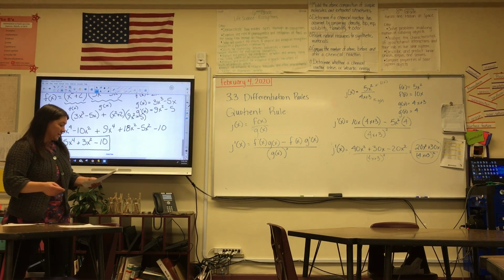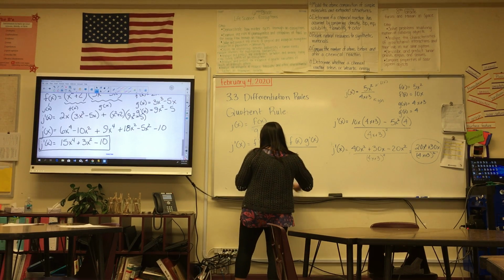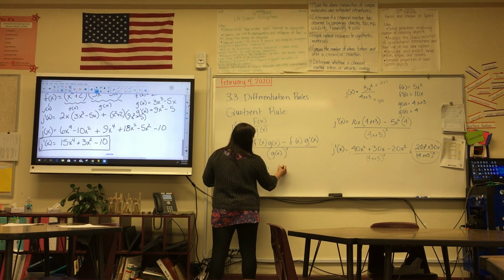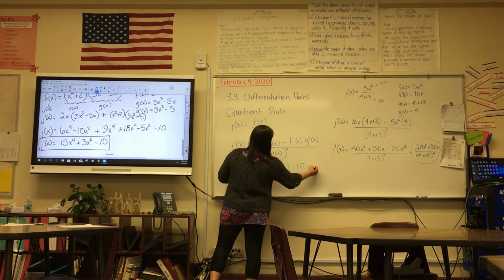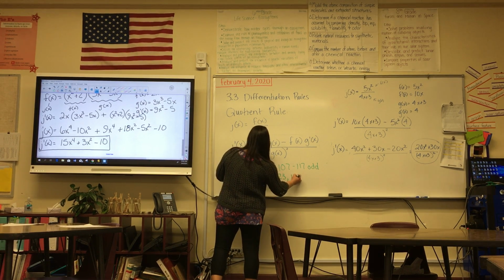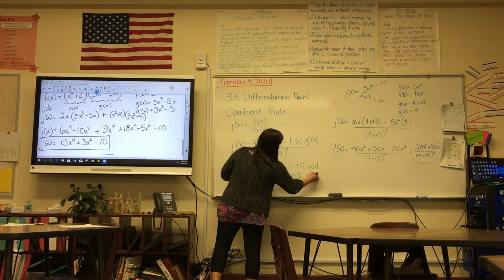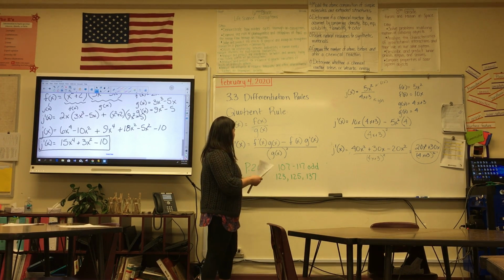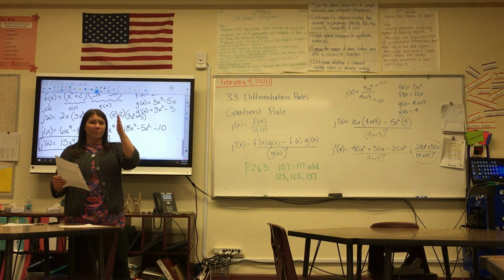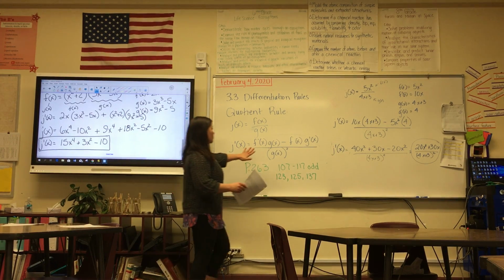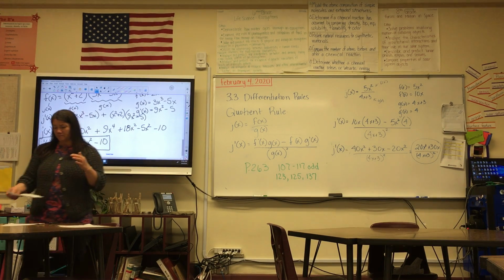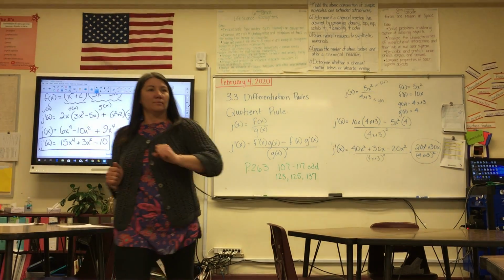So your homework is going to be page 263, 107 to 117 odds, of course, and then look at 123, 125, and 137. I think I chose a couple of those that actually ask you to find the slope at a specific point. So you'll have to put your x value back into your derivative. Okay? Cool. Yay for you guys.